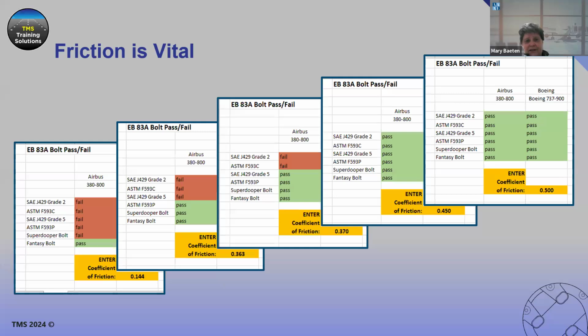Here's a little chart showing the five different friction coefficients of the vane surfaces. The 0.37 in the middle is what is in Engineering Brief 83, 83A. As you can see, the Grade 5 bolts pass, but the F593C bolts don't at the 0.37 coefficient of friction. Going to the left, if we have less friction, all bolts fail. Going to the right, we have more friction, all bolts pass. Next.